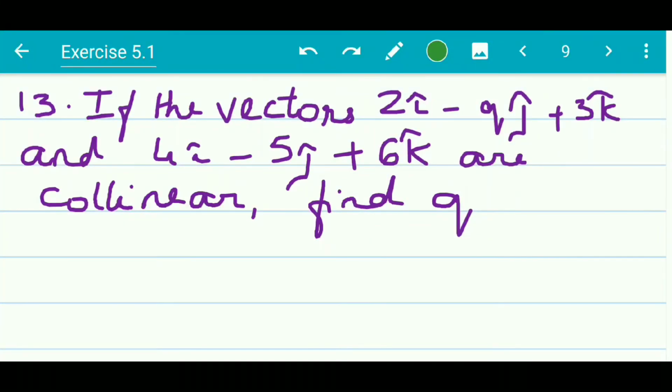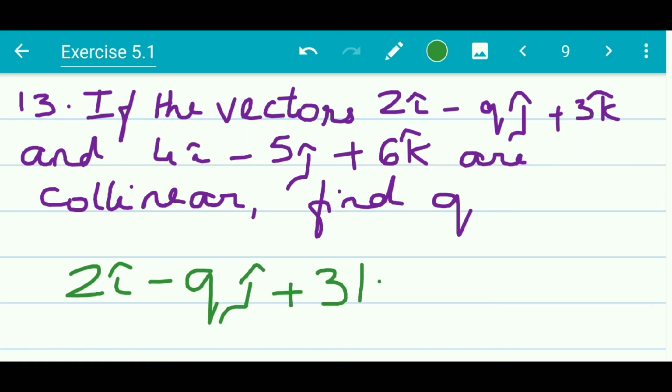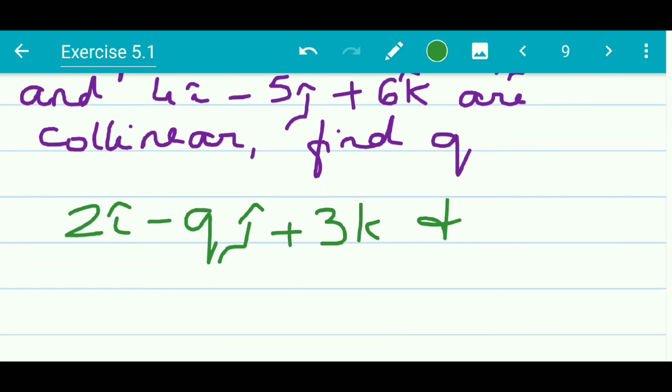The 13th question. If the vectors 2i minus qj plus 3k and 4i minus 5j plus 6k are collinear, find the value of q. So we can solve it in this way. Suppose we write the vectors one below the other: 2i minus qj plus 3k and the other vector, that is 4i minus 5j plus 6k. They have given that they are collinear.